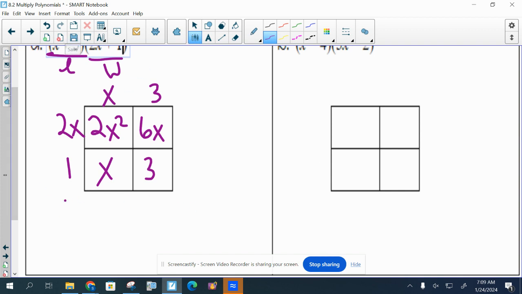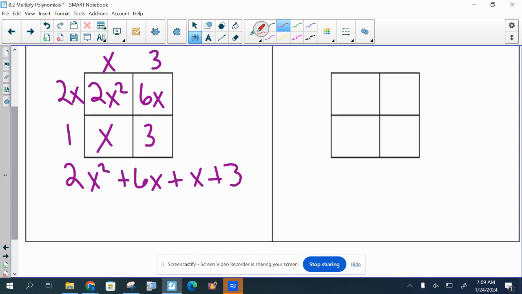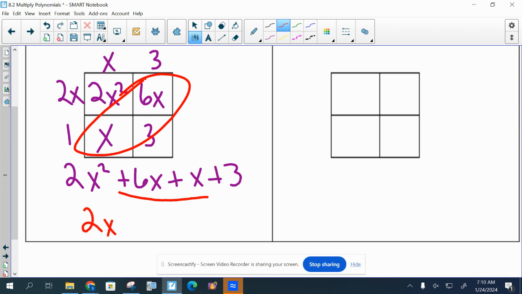So 2x squared plus 6x plus x plus 3. Now you need to look for any like terms that you can combine. A lot of times if it's set up properly, your diagonal here will be like terms. Not always, but sometimes. So I see those are both x's. We can add them together to be 7x. So your final answer is 2x squared plus 7x plus 3.